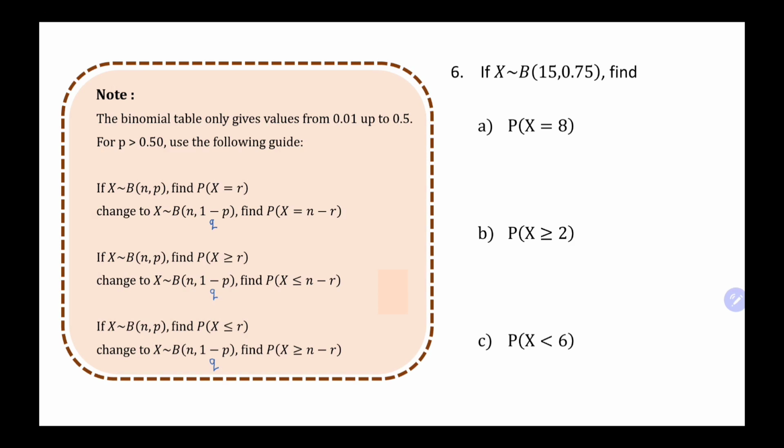We look at example 6. If X is binomially distributed with N equals to 15 and P equals to 0.75, find A, P(X equals to 8). So, we can see here our value for P is greater than 0.5. So, P kita ni takkan ada dalam table. Tapi kita nak guna table juga untuk solve. First step, kita kena ubah dulu X binomially distribute ni dengan nilai Q. So, 0.75 kalau Q kita akan dapat 0.25, 1 minus P dapat Q. Kita tukar dalam Q. Baru kita start jawab soalan.